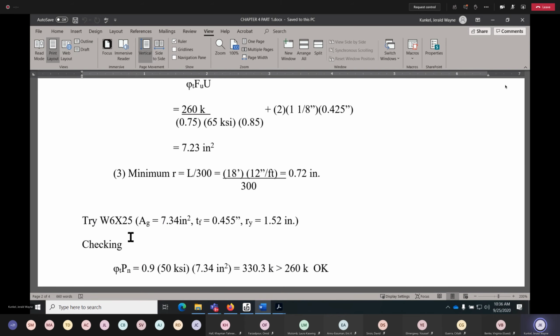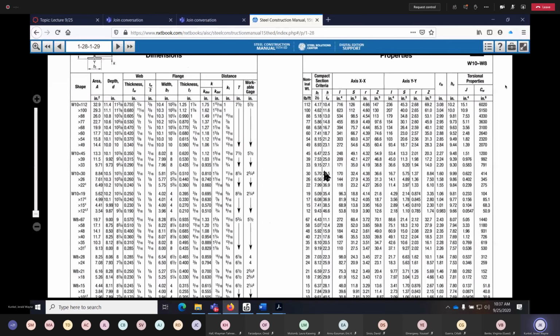We're going to try a W6 by 25, and the reason is that this is a trial and error process. We can no longer pick from a book or pick from a catalog. We could wait for the software to give us a member size, but we're going to do this by hand. We're going to find a member now that has a gross area greater than 7.23 square inches. So if we go to the steel manual and pick that out, let's see.